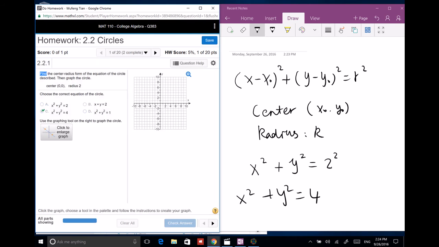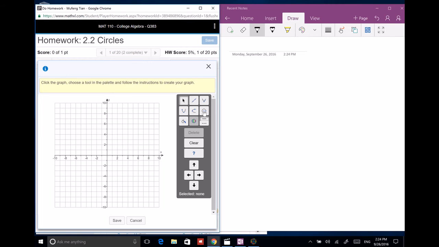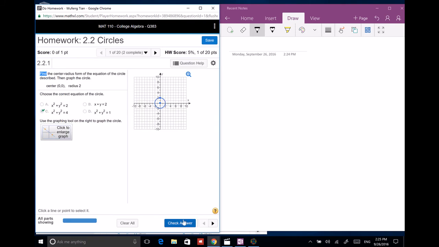Next one. Find the center and radius from the equation of the circle. Let's do the first one. So basically, you need to graph the picture. So click it, draw a picture, and click the center, go to radius 2, right here. Save, and then check the answer.